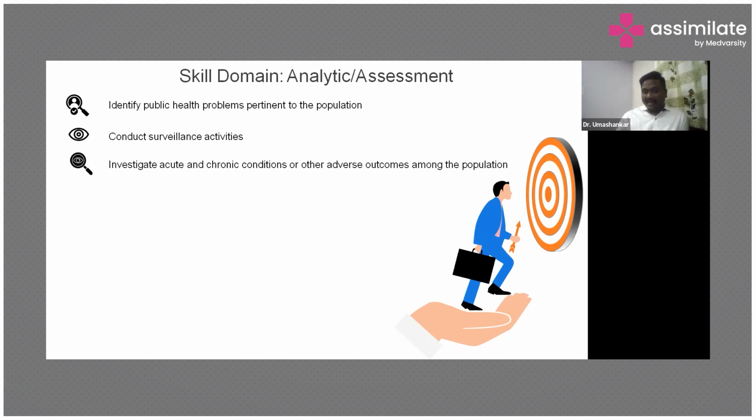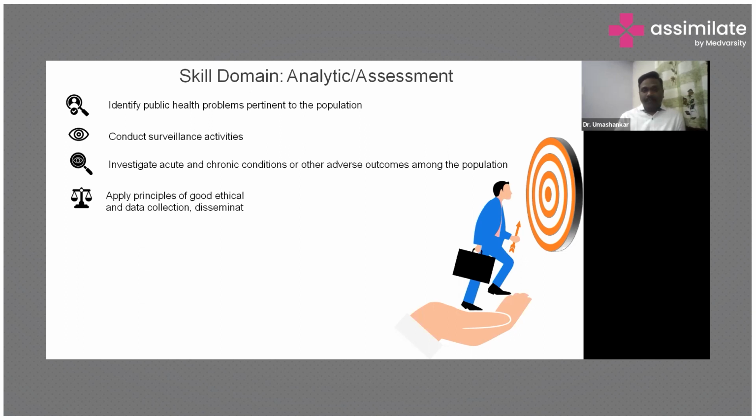Then investigate that. Once you get the data, you should be able to investigate what the conditions are, why things are occurring, and what the adverse outcomes are which are occurring in the population. And then apply. He should also be able to apply good ethical and legal practices, especially while studying the population. We cannot just study and do any kind of research in the community. So he should have that skill also to have ethical practice, okay, especially while data collection, dissemination, and use of the particular data.